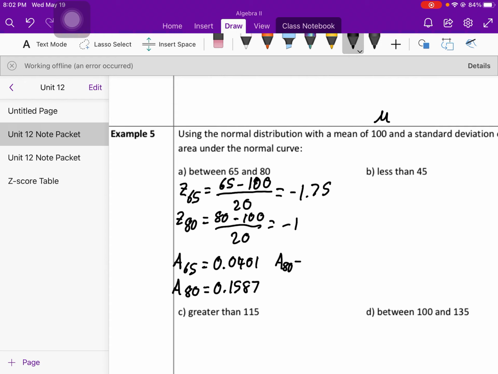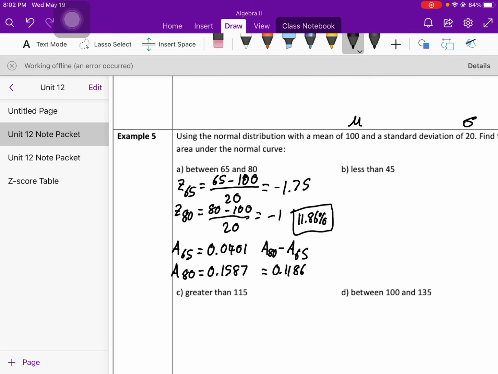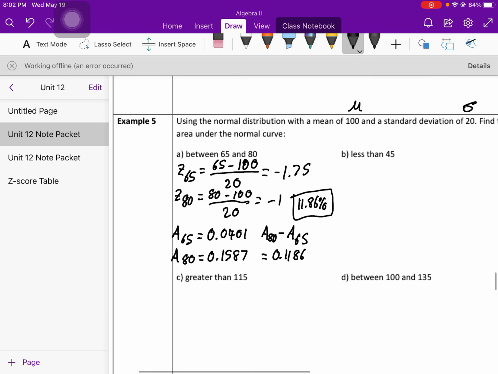So we're just going to take a of 80. It's always the bigger one minus the smaller one for this. So a of 80 minus a of 65 comes out to be 0.1186, which is the same as 11.86%. So this one's a little bit more work involved because we have to find the z-score for both of those numbers and then subtract them to find the difference in the space in between. But it's the same process, just doing it twice.